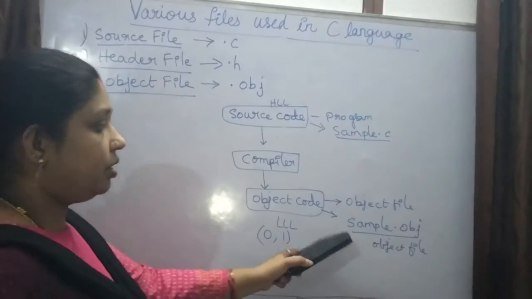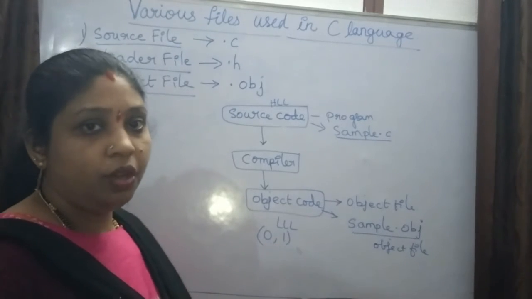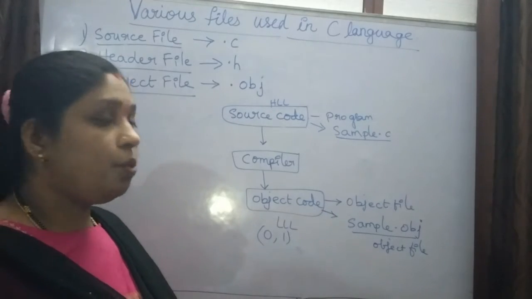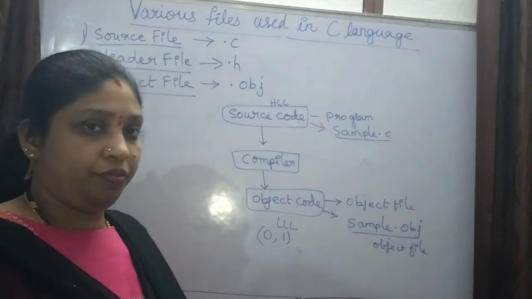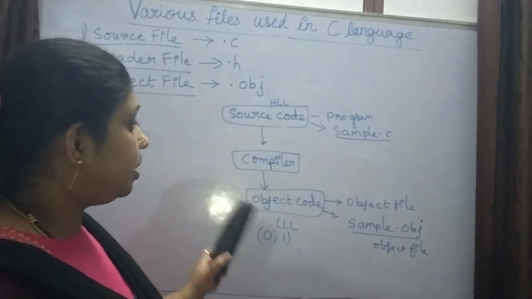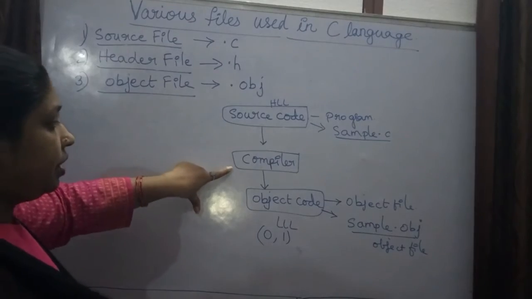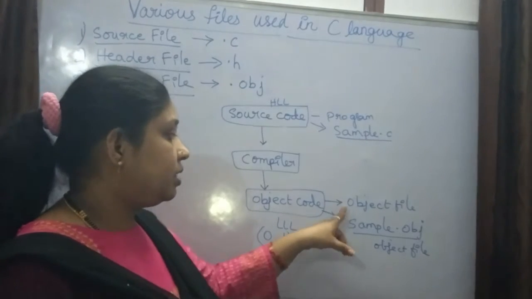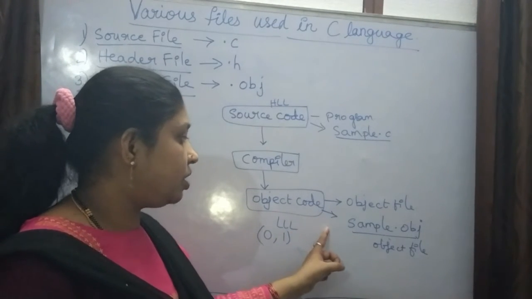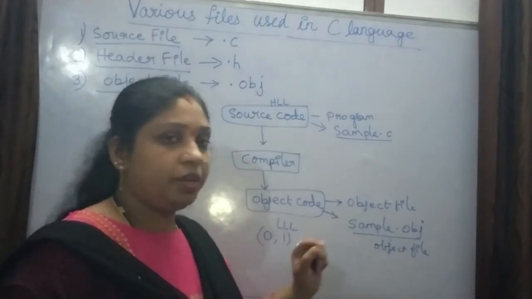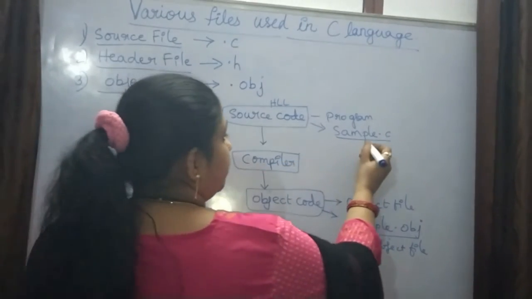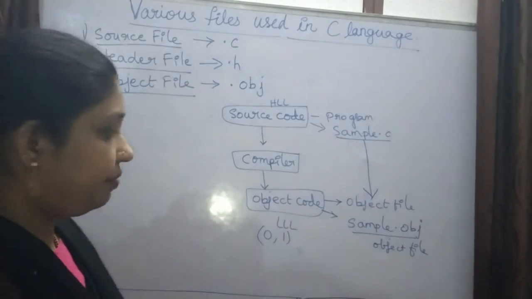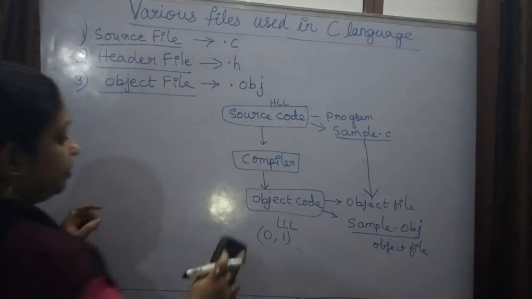Now you will call this an object file. This object file cannot be executed directly. It will be converted into one more file, which I will tell you about later. So till now you understood: source code is converted by the compiler into object code, which is the object file with the extension .obj. That means this sample.c program is converted to sample.obj, that is the object file. Is it clear?